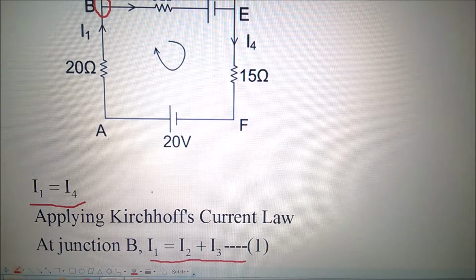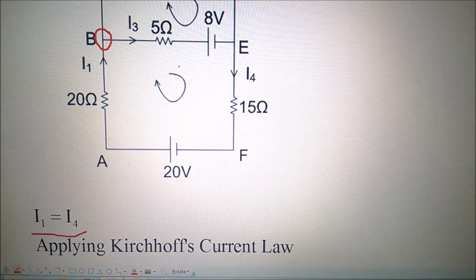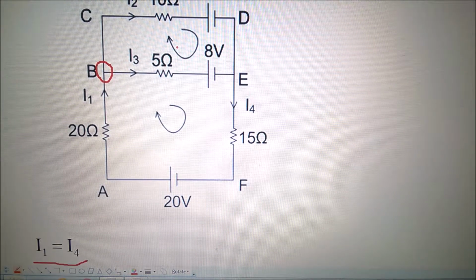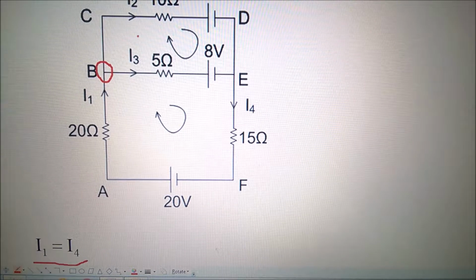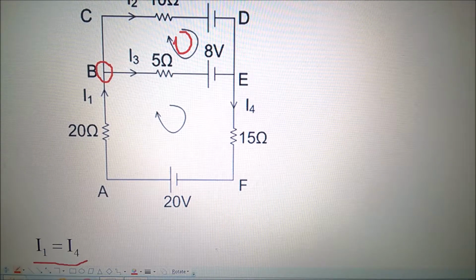Now, we'll use Kirchhoff's voltage law at the mesh B, C, D, E, again B. The current directions have already been given. Now we'll take mesh current directions, that means closed loop current directions. It is your wish which direction you take, anticlockwise or clockwise. I am showing that I have taken a clockwise direction. Therefore, my movement would be from B, C, D, E, again B.